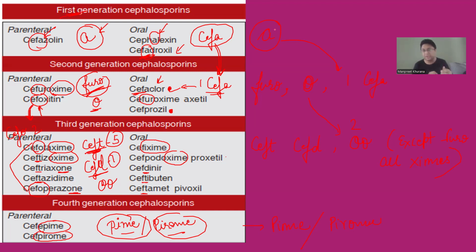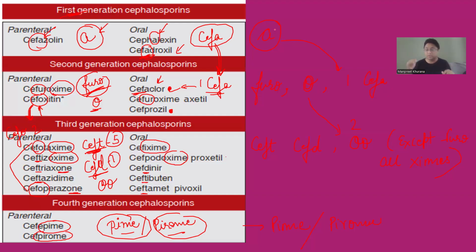The third generation are ceft, cefd, and OO. Now, CEFT and CEFD are only there in the third generation. They are not there in the first, second, or fourth generation. So if a multiple choice question comes in the exam and there is CEFT or CEFD, it's always third generation. Like ceftriaxone, ceftazidime, then ceftibuten, cefditoren pivoxil, cefdinir, right? So all are ceft and cefd.